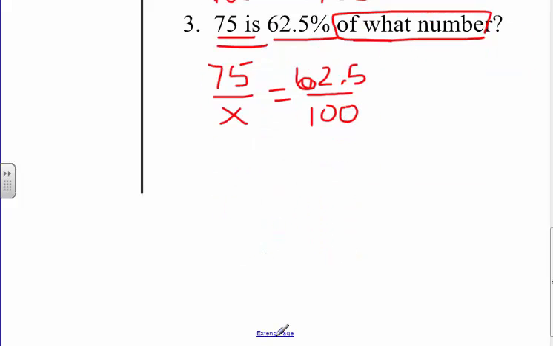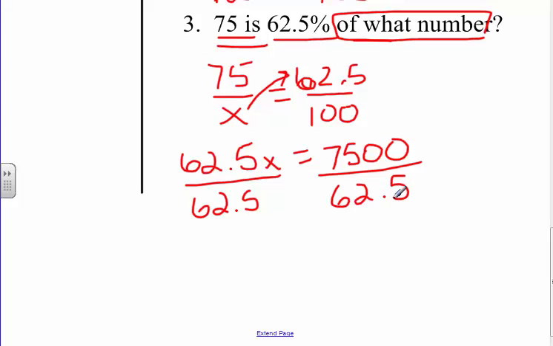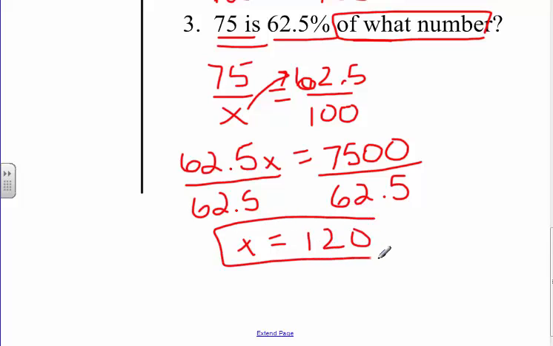So we're going to cross multiply: x times 62.5, so 62.5x equals 75 times 100, which would be 7,500. And then you divide both sides by 62.5. So x equals 7,500 divided by 62.5, which is 120. So that is your answer.